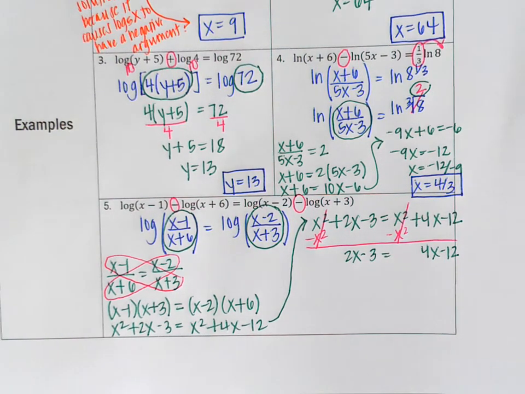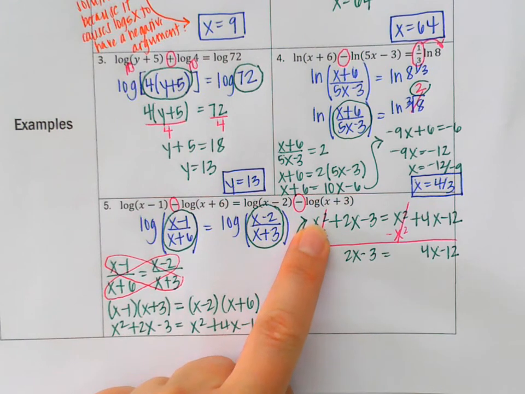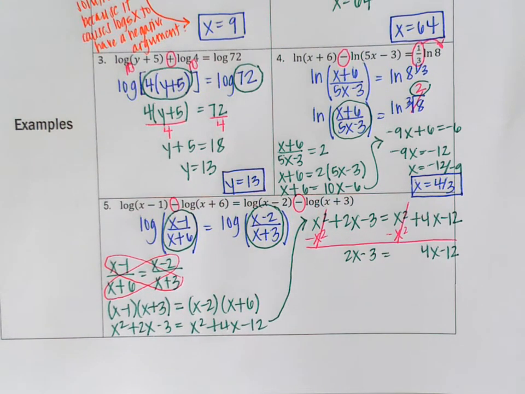Now, let's say you weren't. Let's say you had like a 3x squared over here. Then you would have to solve by either factoring or by using the quadratic formula. So if you were left with an x squared, which we're going to have some of those in our next problems, you would solve, like I said, by factoring or quadratic formula.